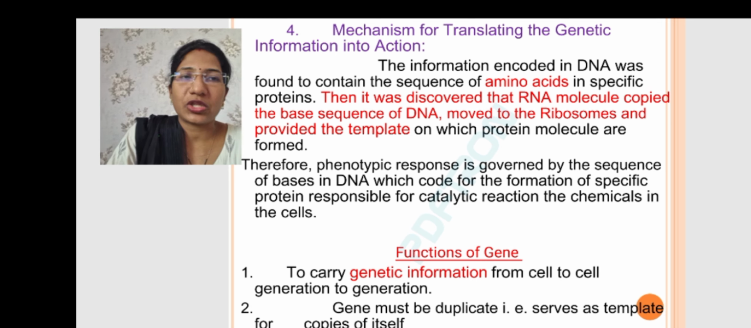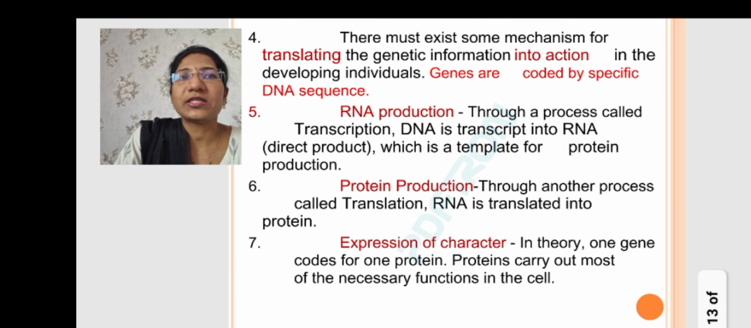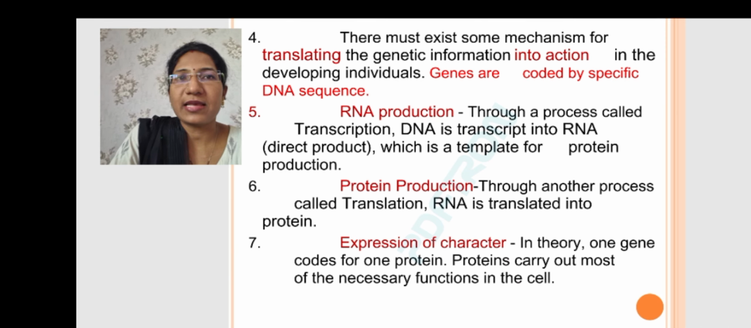So gene carries genetic information from one cell to another cell, one generation to another generation. Then another, gene must duplicate. That means it can work as a template for copies of itself. Then gene must mutate. There must exist some mechanism for translating the genetic information into action. In the developing individual, genes are coded by specific DNA sequence.